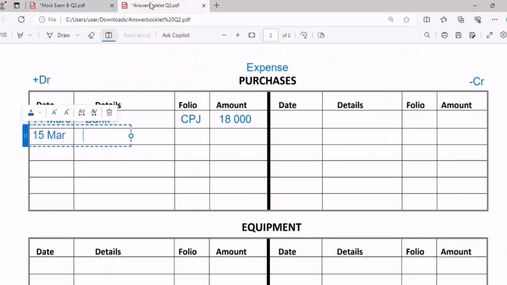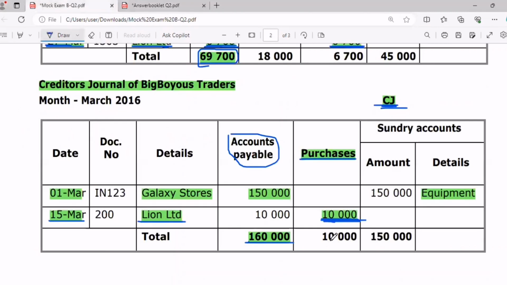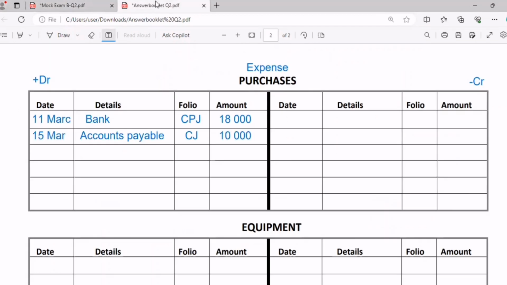So meaning these purchases were purchased on credit because they are recorded in the creditors journal. So under details, we can write creditors control, but the term is outdated. So the new term for creditors control is accounts payable. So this is recorded in the CJ, creditors journal. So the value of these purchases is 10,000. And then these are the only purchases that were made by Big Boys Traders. So now we can close off the account.